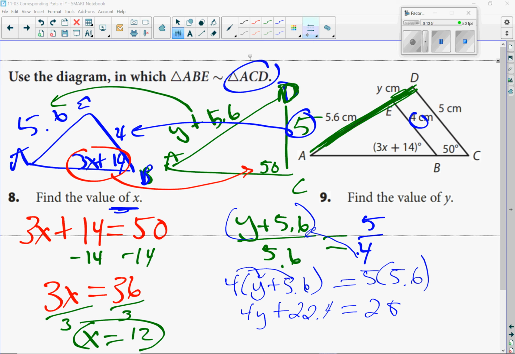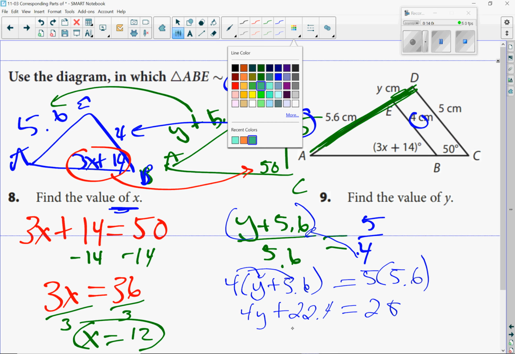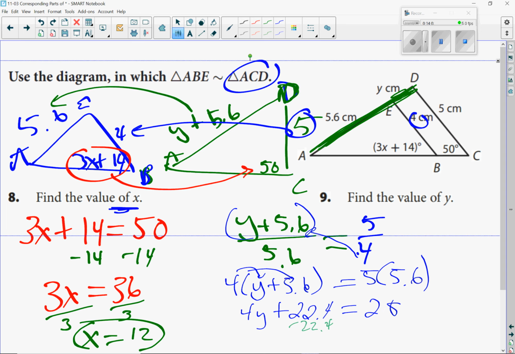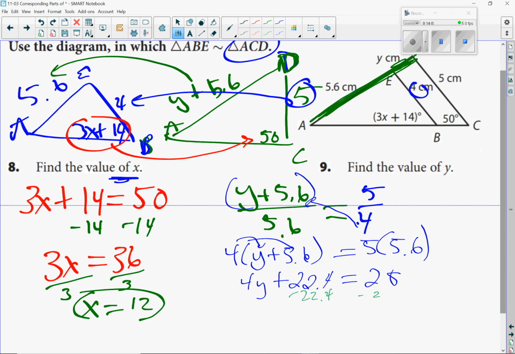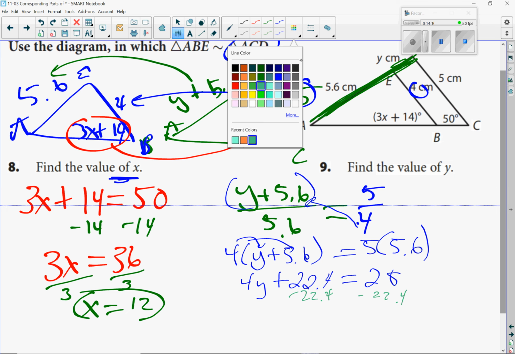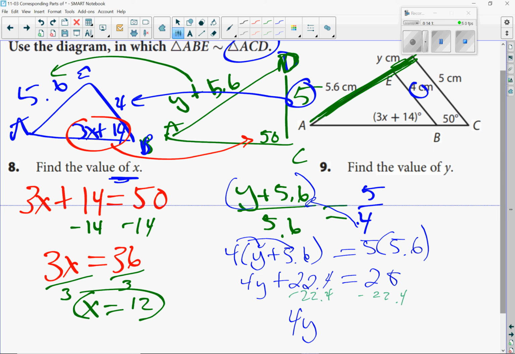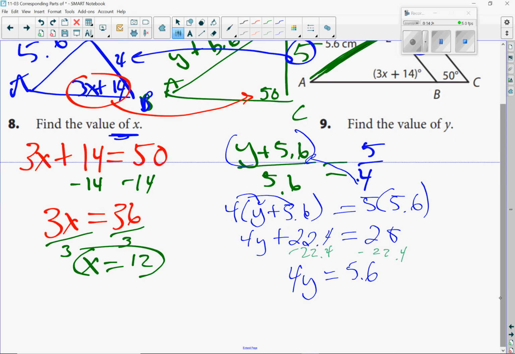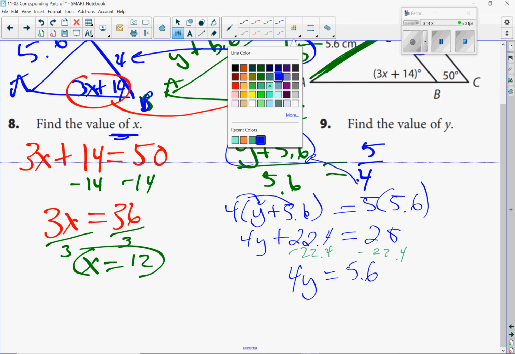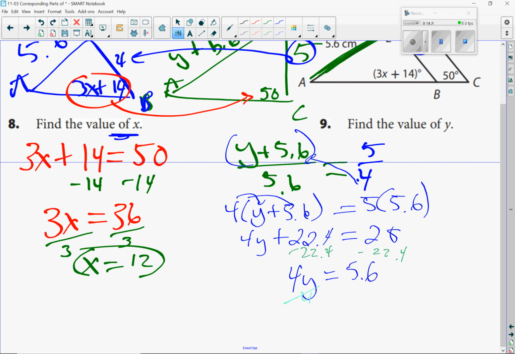Now I can just subtract, oops, let's change this to minus 22.4 from both sides. That gives me 4y equals, that's what, 5.6. And then I can divide both sides by 4, right? That by 4, divide that by 4, and I end up with y equals, what was that, 14, I think.